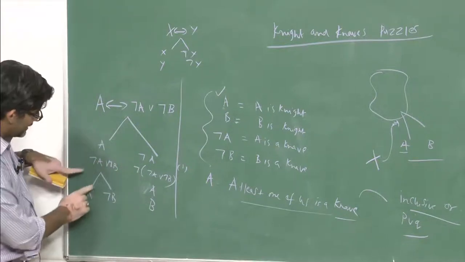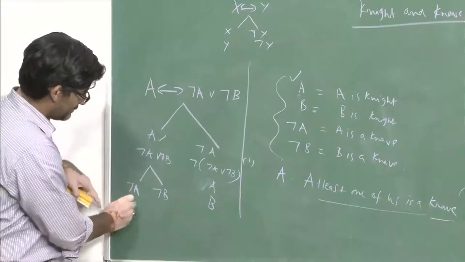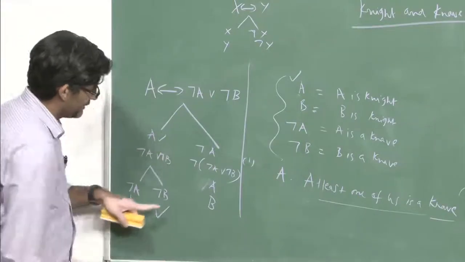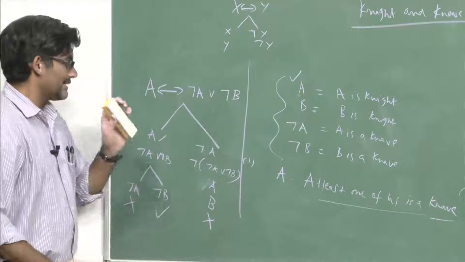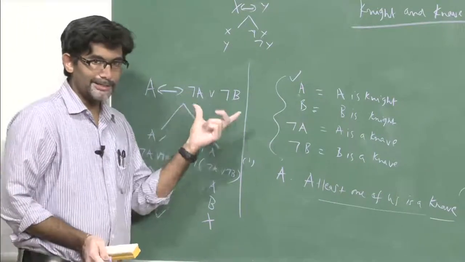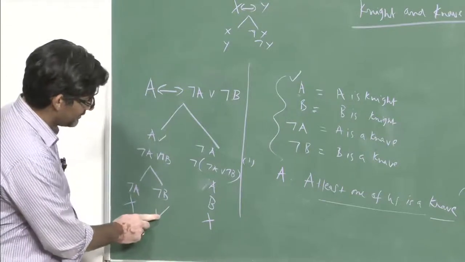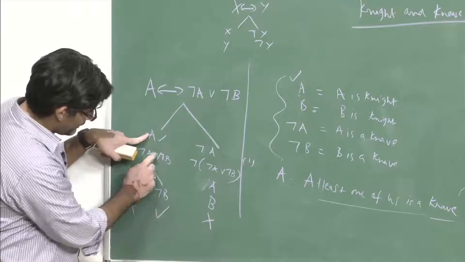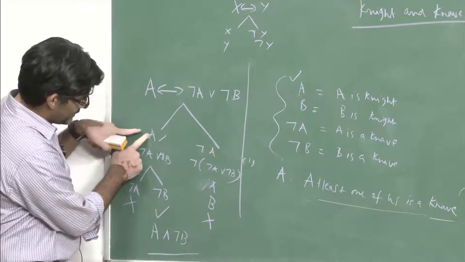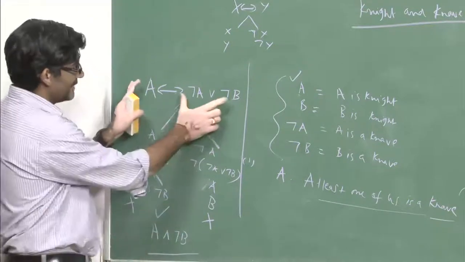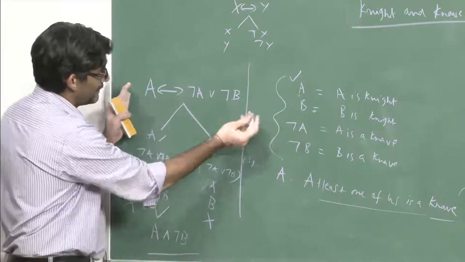Now we need to see whether there is any conflicting information in the branch. You have A here and not A here, this branch closes and this branch remains open. Now you have A here and not A here, this branch closes. So when this formula is going to be satisfiable, especially when you need to inspect the open branch, the open branch is only this one. In this open branch the information that we have is A and not B. So that satisfies this formula, when A is true and B is false, and this makes the whole formula true.